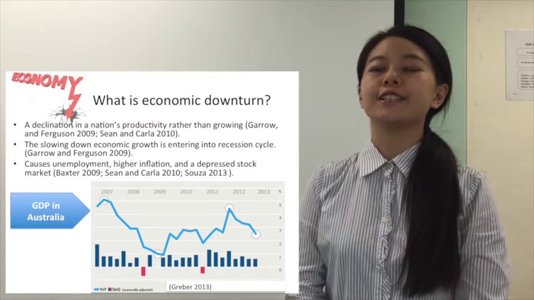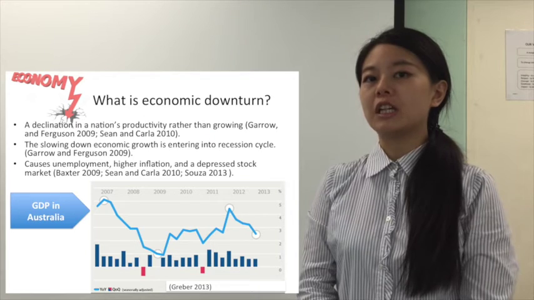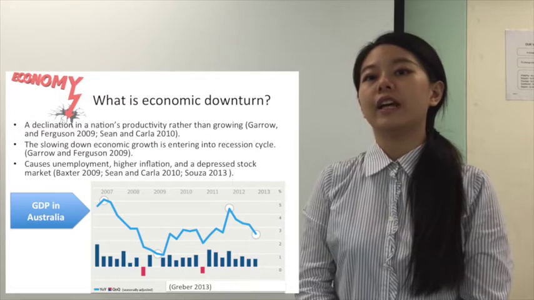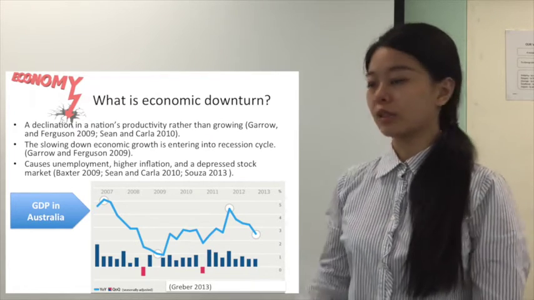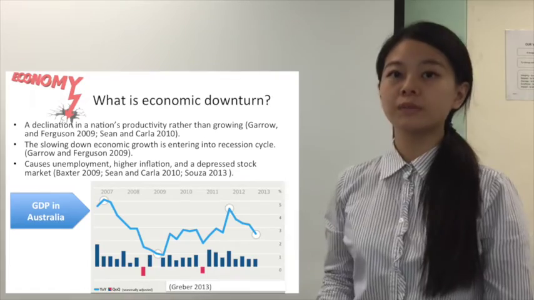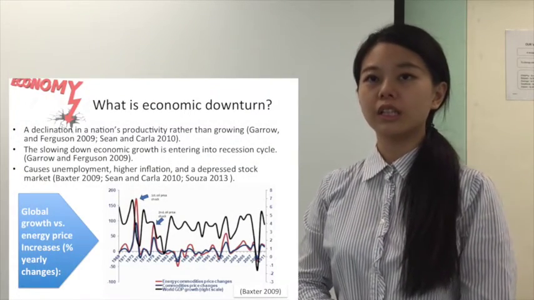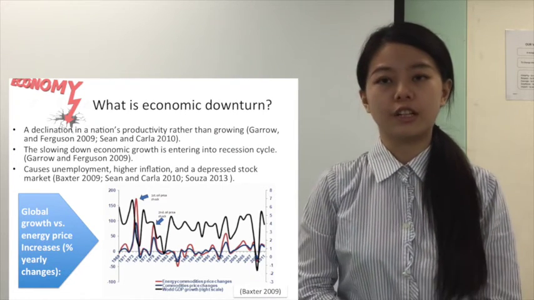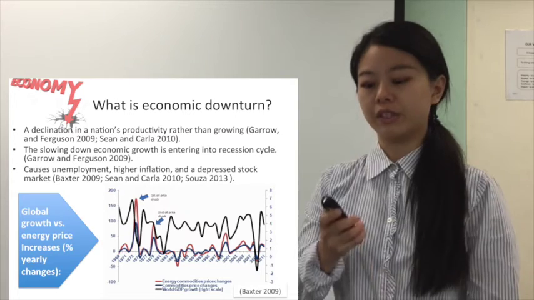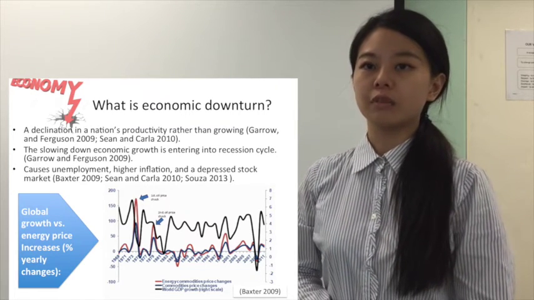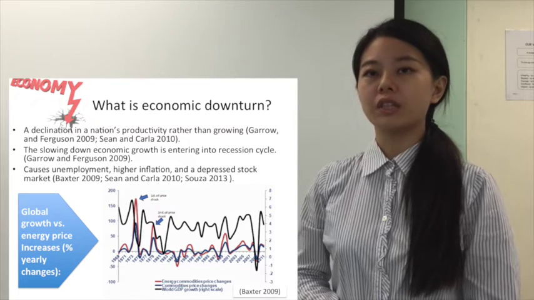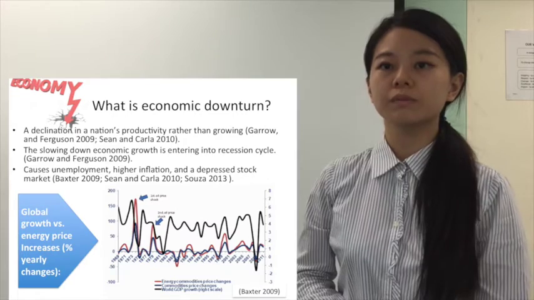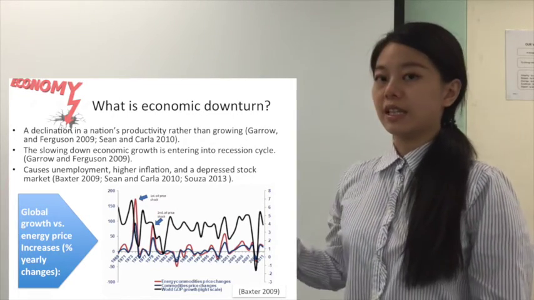As you can see in this chart, due to the economic downturn, there are influences on the GDP in Australia. They have a huge drop from 2008 to 2011, as you can see in this chart. And then economic downturn will cause fluctuation of commodity prices, and also will have an impact on energy commodity price changes. And these two will have a huge impact on world GDP growth, as you can see in the second chart.